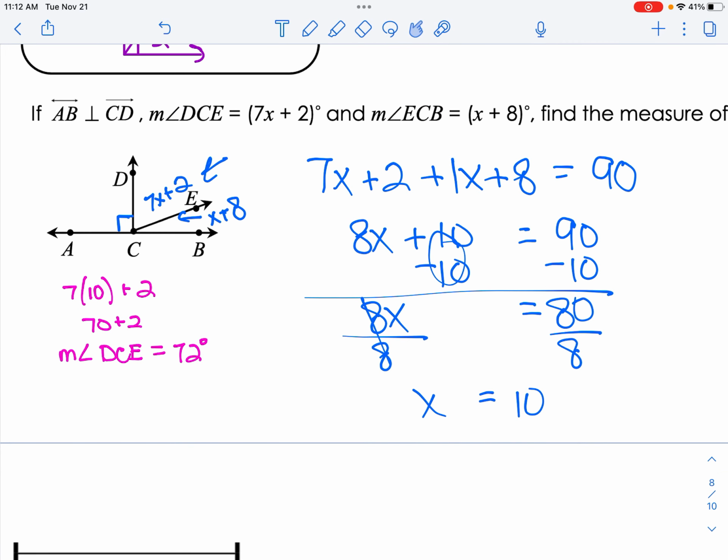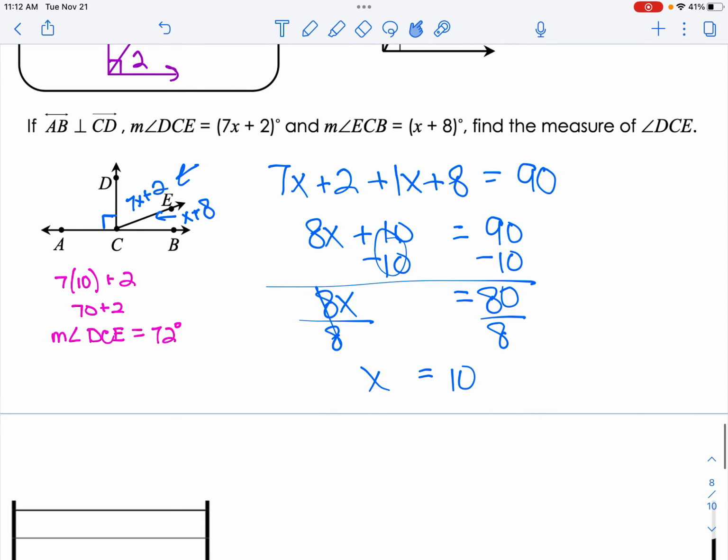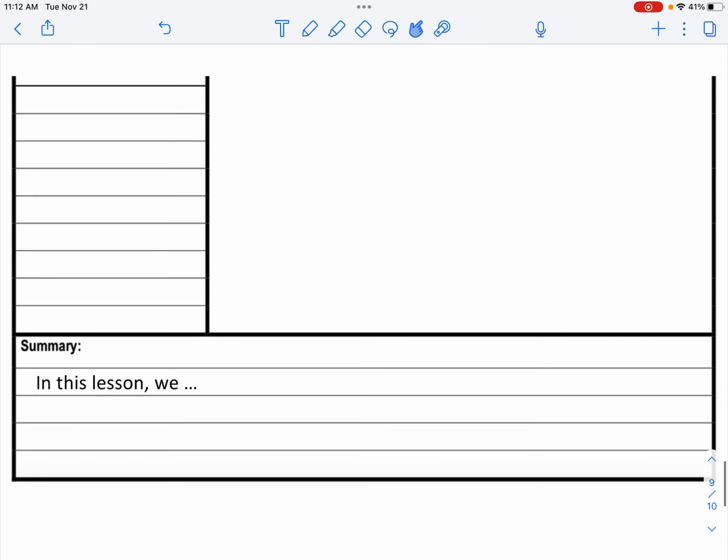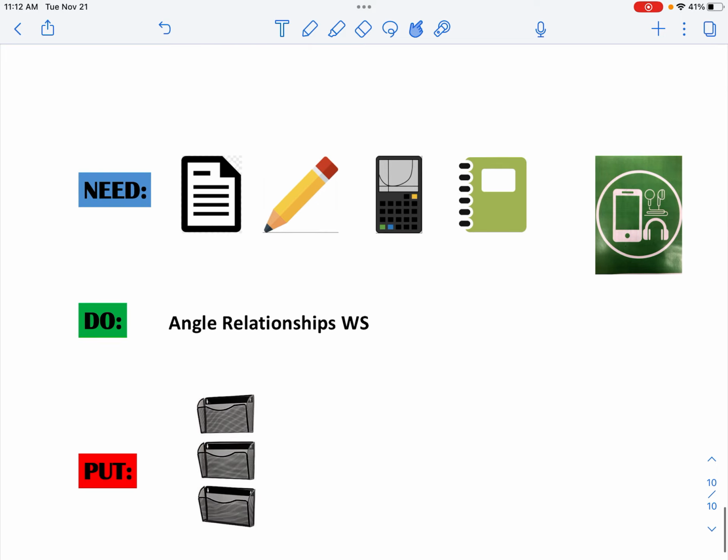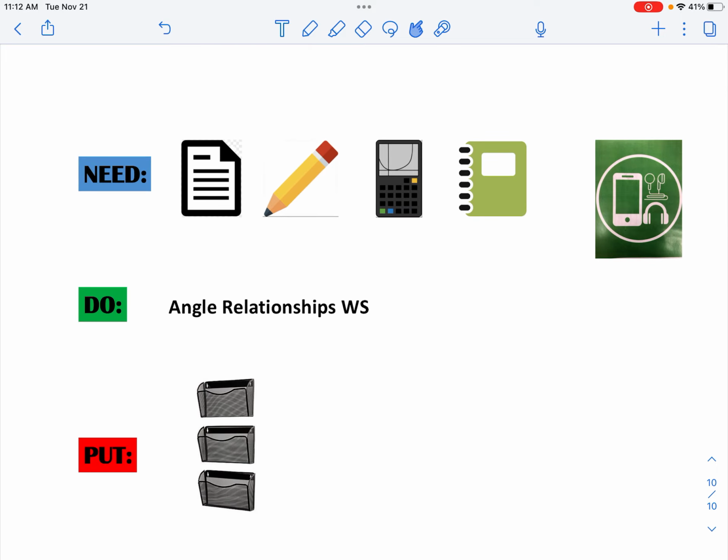All right. So these are all the pairs that are important in our geometry unit that we're starting. Those are the ones you really need to know. You should be able to tackle this assignment now. And we're good.